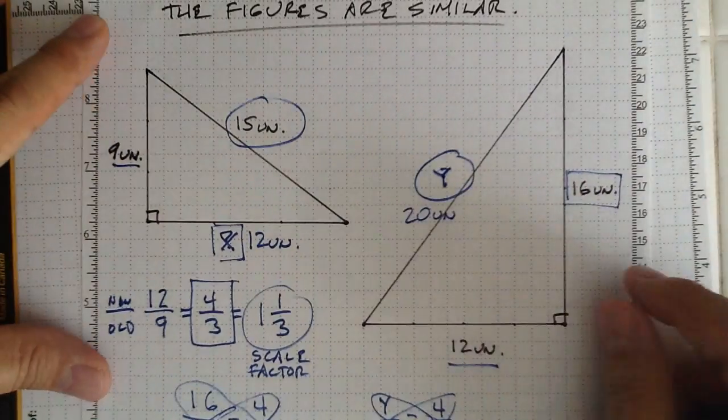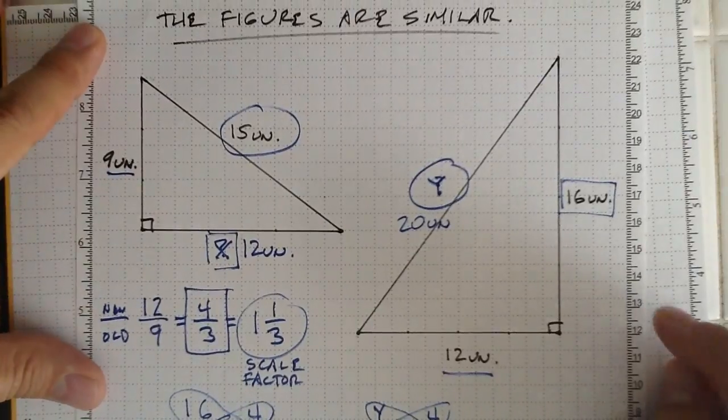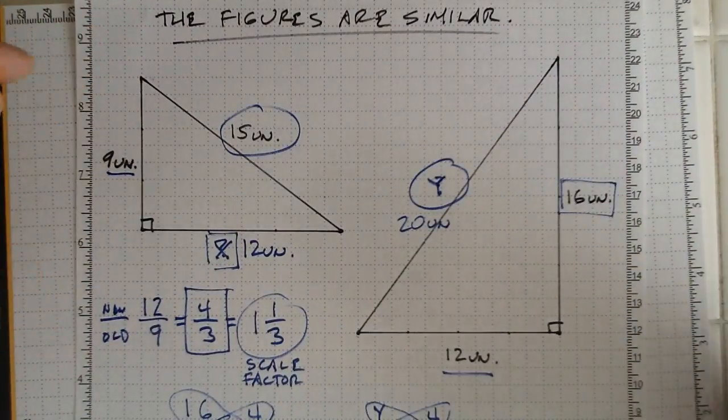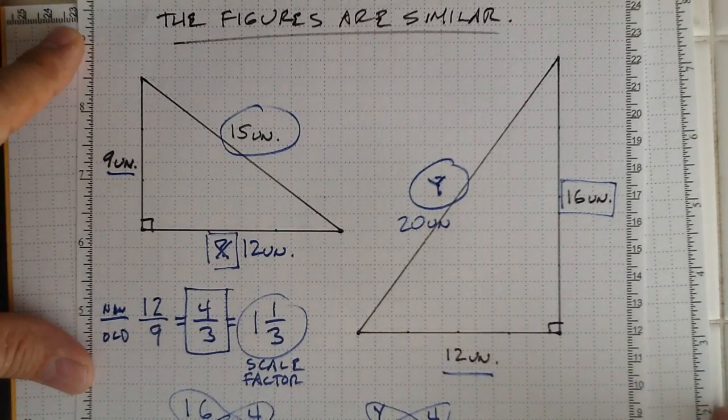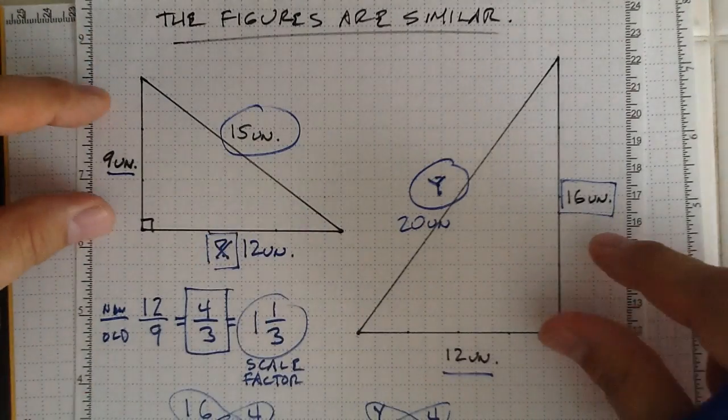And of course, we're imagining that this all didn't take place on graph paper, because we could have just counted the squares. So without the graph paper behind it, this would be the way we would use similarity to our advantage to find missing information about two similar figures.